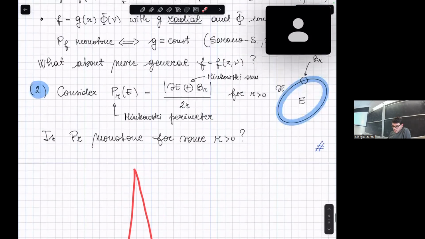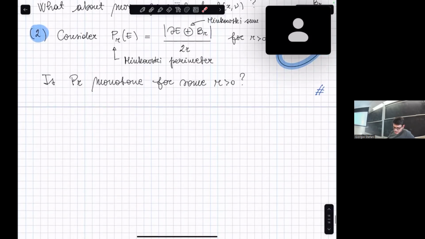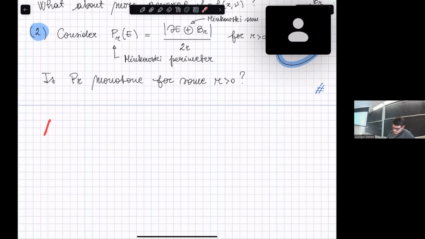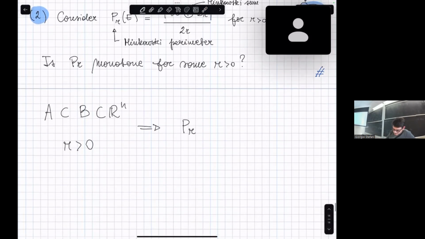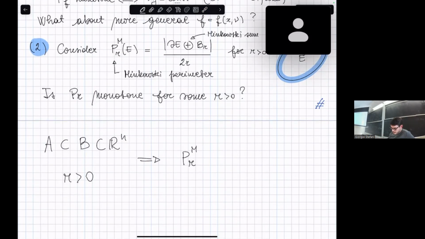No, I would like it to be monotone with respect to inclusion. So my question is, take this definition here, okay? This new definition, I'm asking, is it true that if A is a convex set which is in B, which is a convex set in Rn, and you have a parameter R which is positive, then the perimeter, let's call it the Minkowski perimeter, has this property? This is what I mean by being monotone.